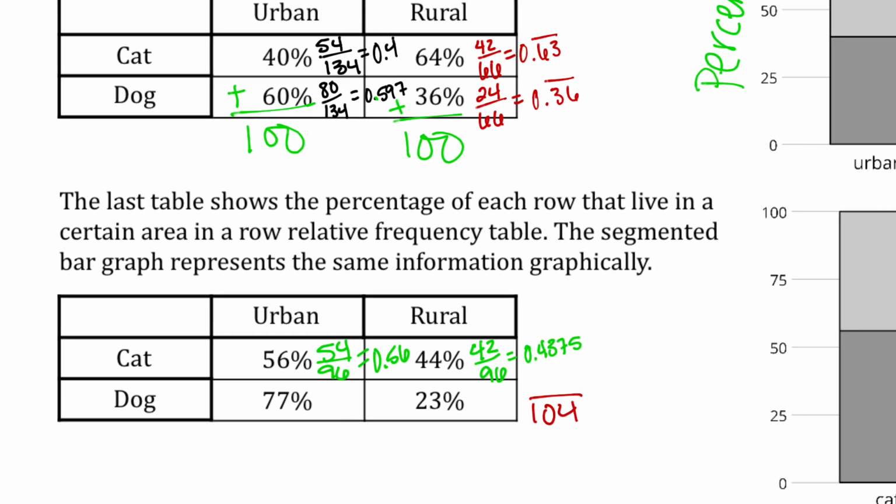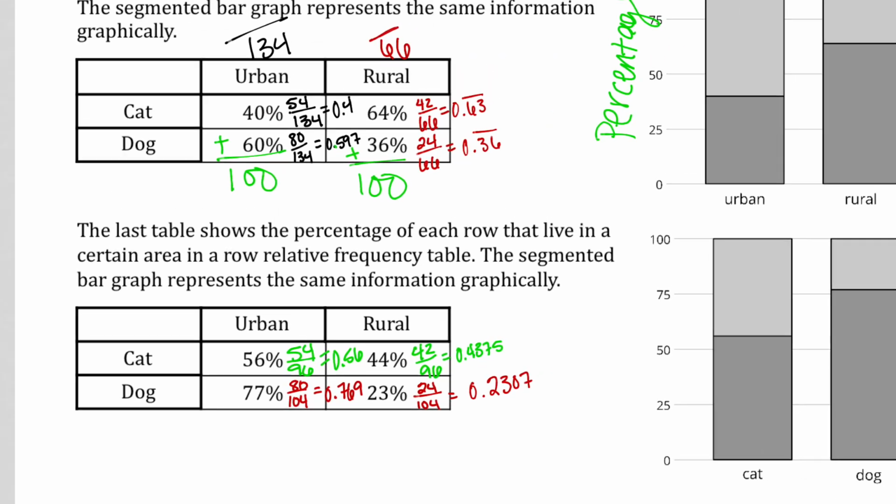All right, now let's do our dog urban is 80 divided by 104. Okay, and that is 0.769. So that's going to round up. We're going to erase our denominator over here. And we're going to do 24 divided by 104. And that is 0.2307. So that one's going to round down. Again, notice that our percentages, as we add them over to the right, so 56 plus 44 is going to be 100%. 77 plus 23 is also going to be 100%.